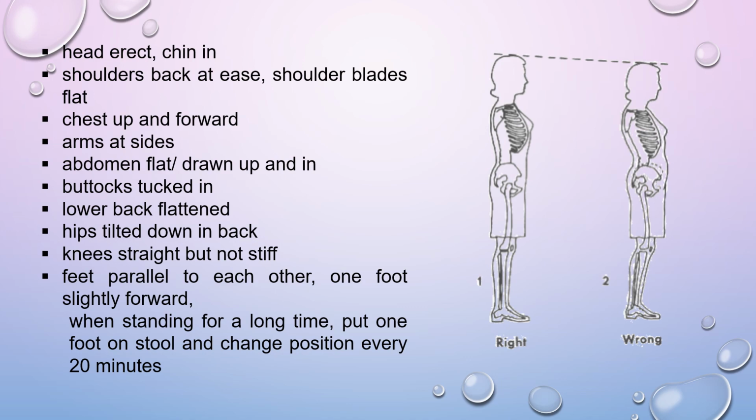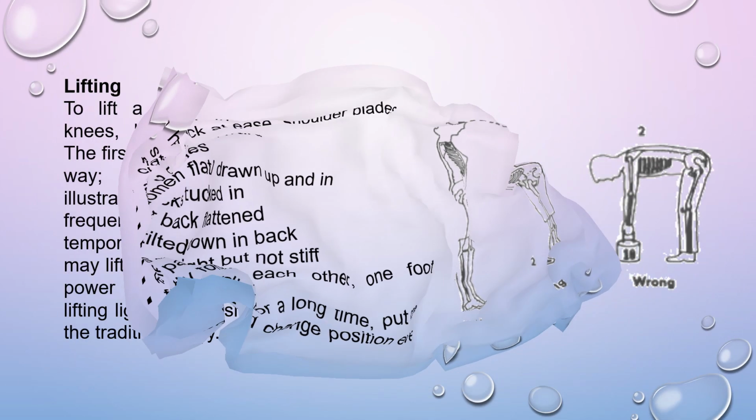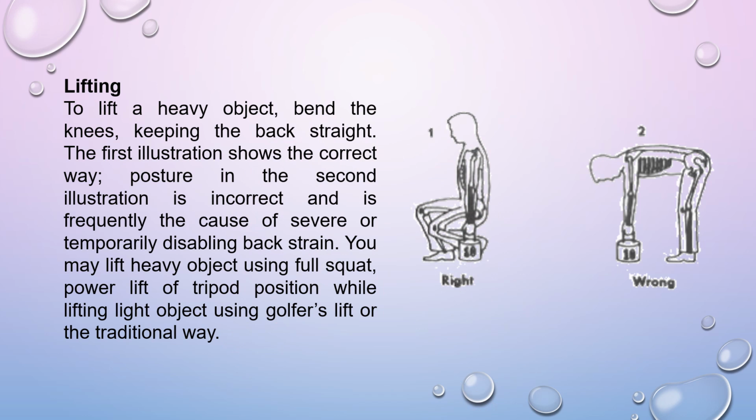Okay, next is lifting. To lift a heavy object, bend the knees, keeping the back straight. The first illustration shows the correct way. Posture in the second illustration is incorrect. Why? Remember, look at her waist. And secondly, it is a cause of severe or temporary disabling back strain.